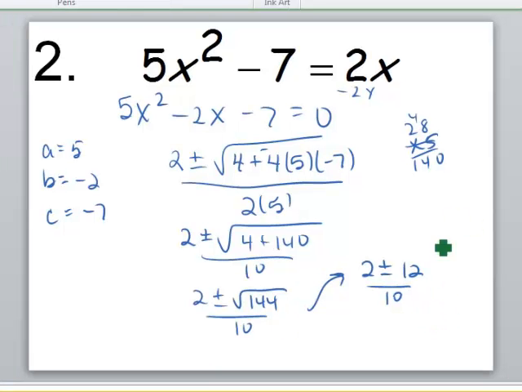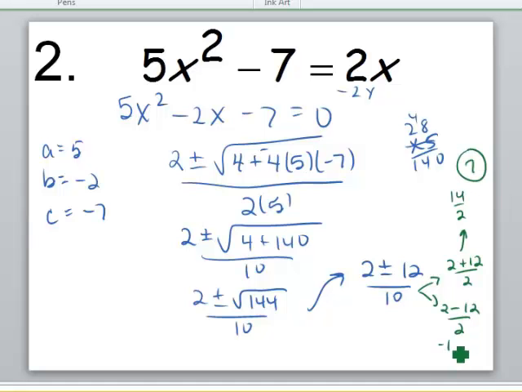Okay, so I was going to finish this one up in the video because we don't want to leave our answers in this form when we can break these down into two parts. This one says 2 plus 12 over 10, and this one says 2 minus 12 over 10. This one gives me 14 over 2. 14 over 2 is a 7. This one gives me negative 10 over 2, which is a negative 5.